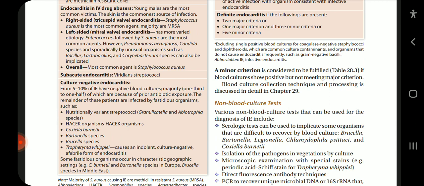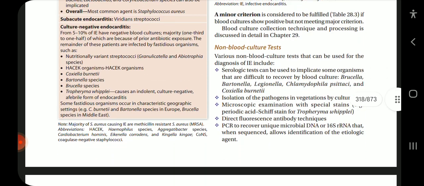Okay, the HACEK group of organisms, Coxiella burnetii, Bartonella species, Brucella species, and Tropheryma whipplei, which causes an indolent, culture-negative, afebrile form of endocarditis. Other than this, some fastidious organisms occur in characteristic geographic settings. Example: Coxiella burnetii and Bartonella species in Europe, Brucella species in the Middle East.